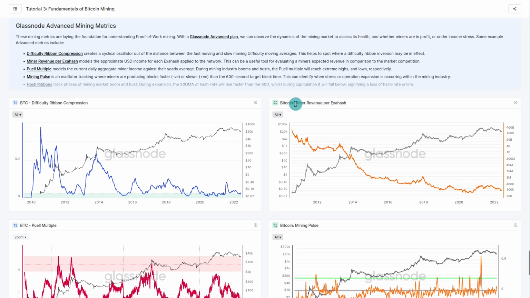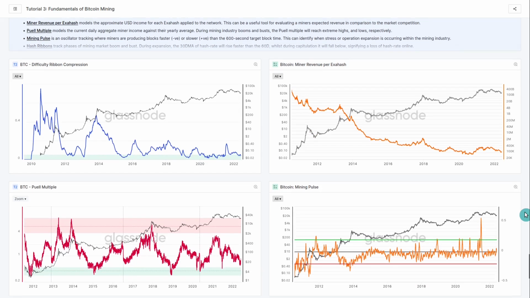We can also look at a metric like the miner revenue per exahash. This is where we're looking at an individual miner or miners as a whole, looking at what their revenue is in comparison to the entire market. So in other words, we can look at how much revenue is coming in per exahash on the network. And from this, we can start to calculate things like the average cost to mine a Bitcoin. We can pull out more information both at a macro level, but also at an individual miner level.